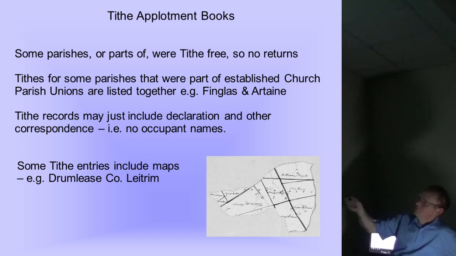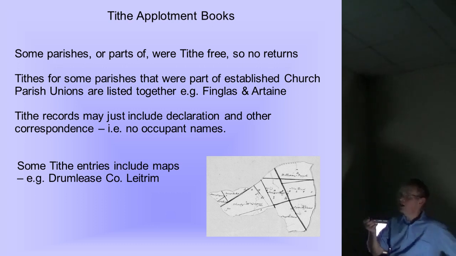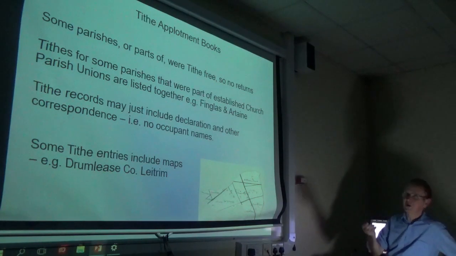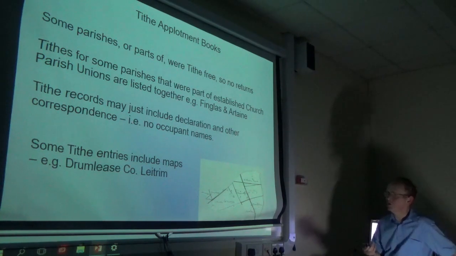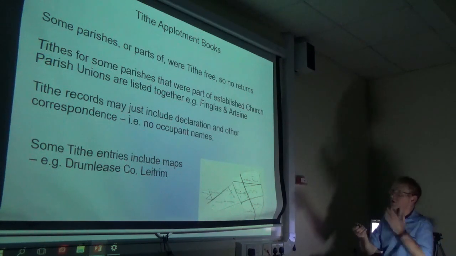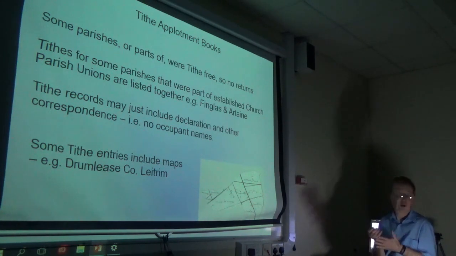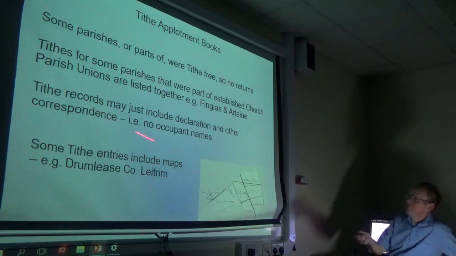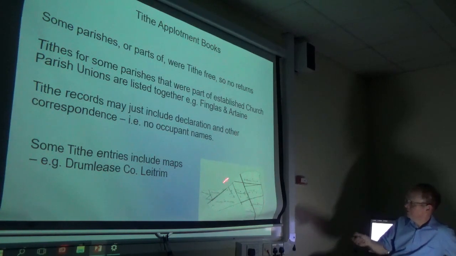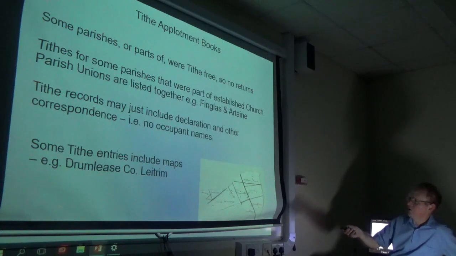That's just some details of the tithes. Some of the parishes were tithe free, so there's no returns. Some of them, the Church of Ireland parish unions, sometimes the tithes are listed together. So Finglas and Artane are listed together. The parish around Rathdrum is the same. And some of the tithe records are just correspondence and declarations. There's no actual list of the occupants. So the only names you'll find are the people who were responsible for it. And some of them have interesting little things like maps. You have to just browse through the images and look for them.